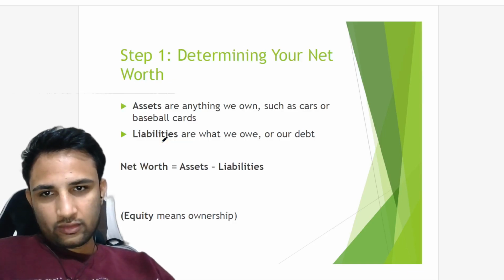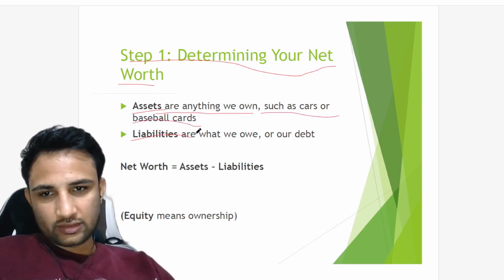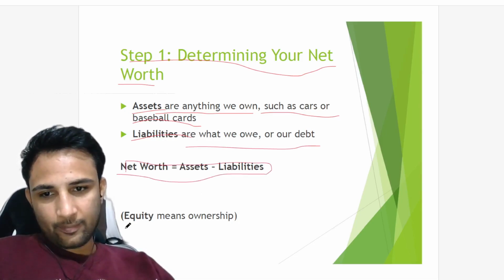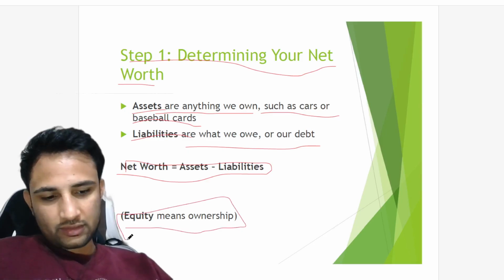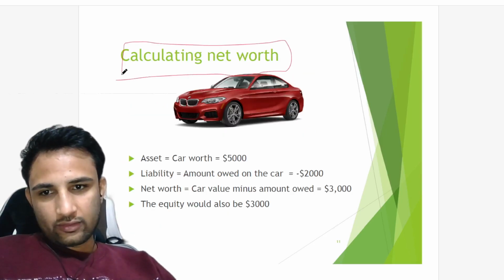What is net worth? So, determining your net worth. Net worth includes assets and liabilities. Assets are anything that we own, such as cars or baseball cards. Liabilities are what we owe or our debt. So, net worth equals assets minus liabilities. Equity means ownership.